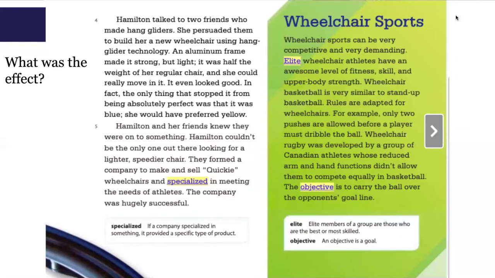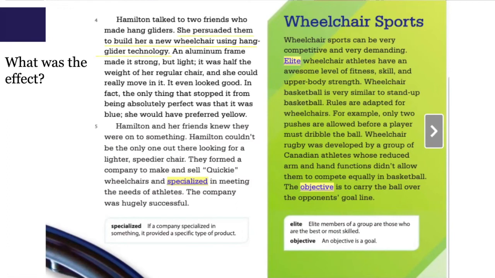Hamilton talked to two friends who made hang gliders. She persuaded them to build her a new wheelchair using hang glider technology. Ooh, I'm going to underline that sentence right there because this sentence tells me what Marilyn did that possibly changed the lives of others.